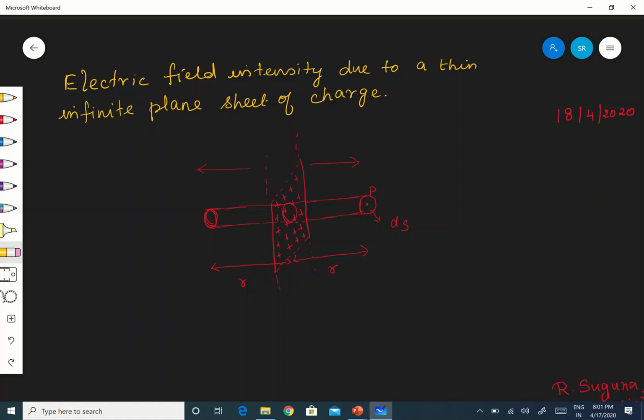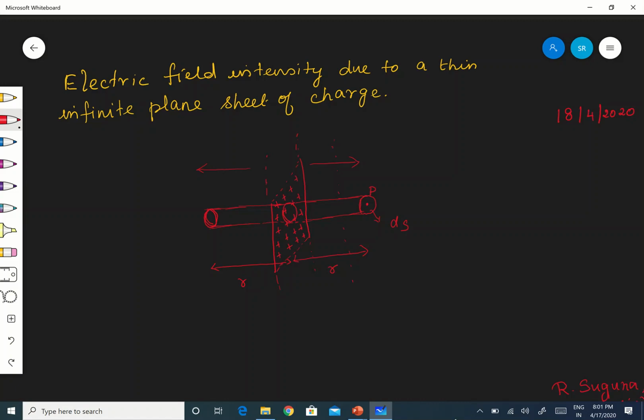By symmetry, the magnitude of the electric field intensity will be the same if the points are at the same distance, equidistant from the sheet. If you take any point on this dotted line, all the points are at the same distance from the sheet. Therefore, they should have the same electric field, by symmetry.